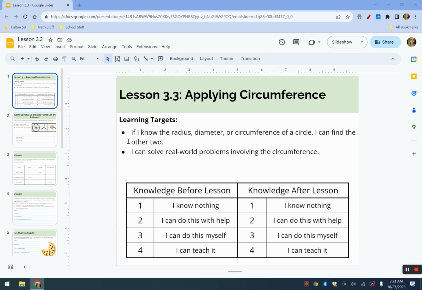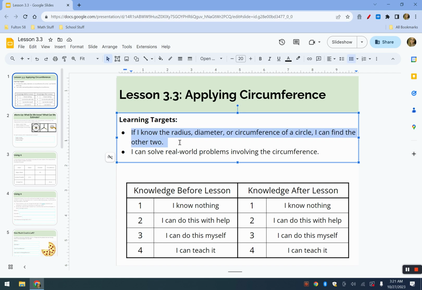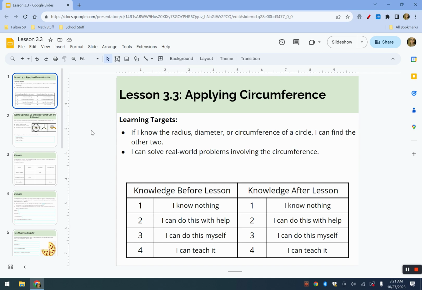So today our learning targets are, if I know the radius, diameter, or circumference of a circle, I can find the other two. And I can solve real-world problems involving circumference. So we're going to take that circumference formula, we're going to apply it to a little more complex and difficult circumference problems. So let's go ahead.